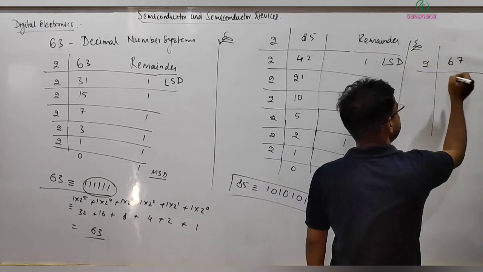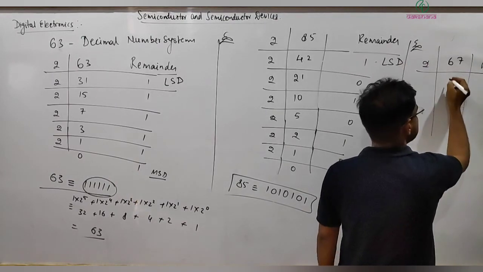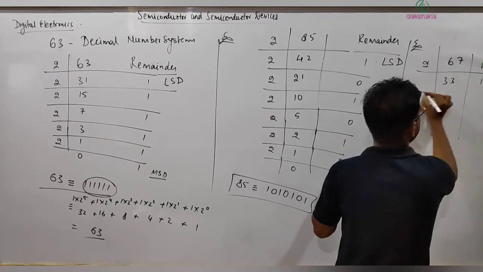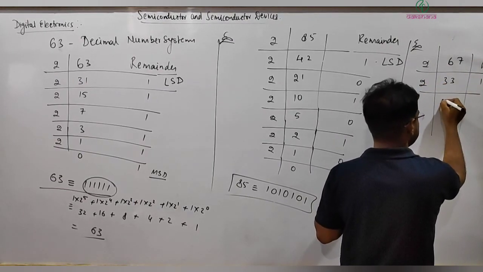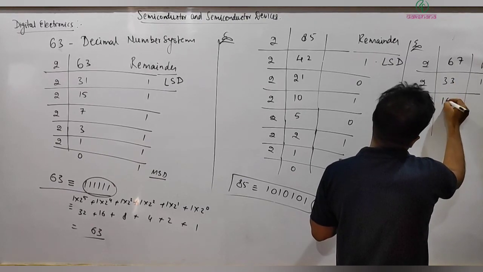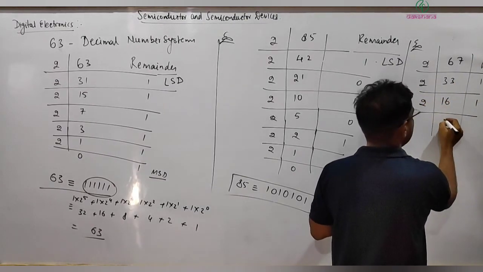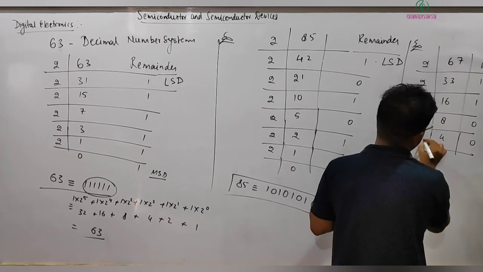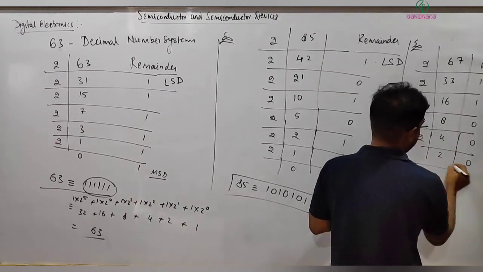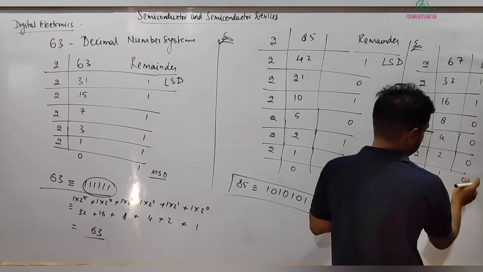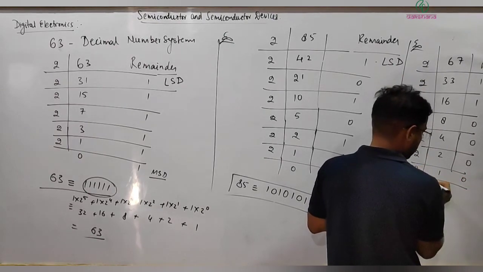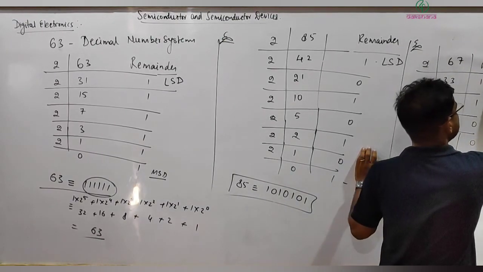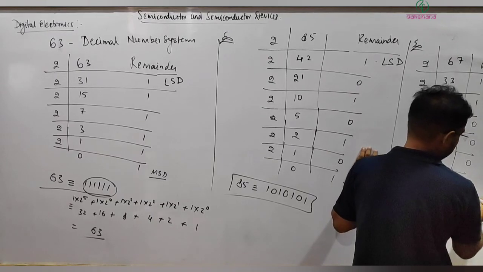So what I will do is divide by 2, and write the remainder here. So it is 33 and remainder 1. Again divided by 2, it will be 16, remainder 1. Divided by 2, 8, 0. Then 4, 0. Divided by 2, 2, 0. Divided by 2, 1, 0. Divided by 2, 0, then it will be 1. So here you can see it's different. This is again the least significant digit and this is the most significant digit.